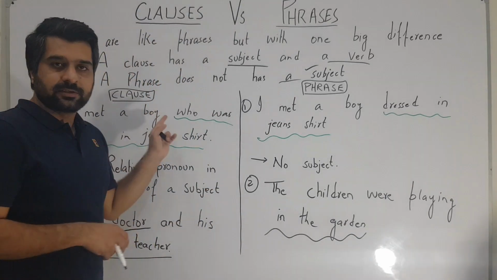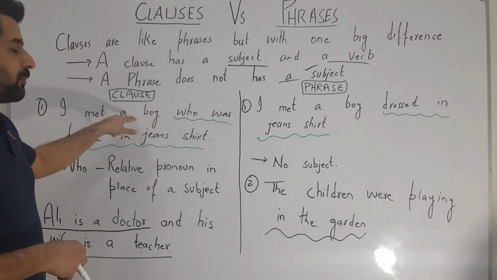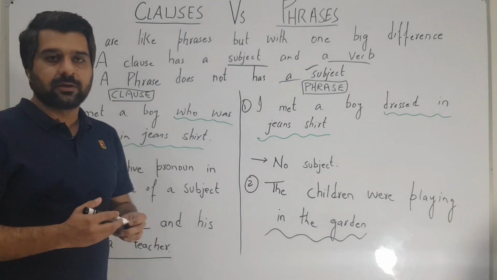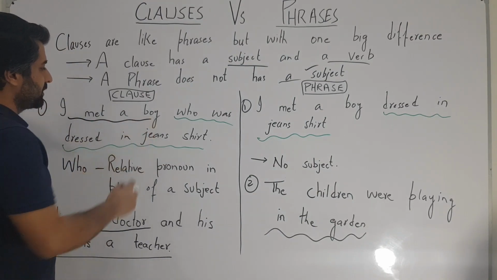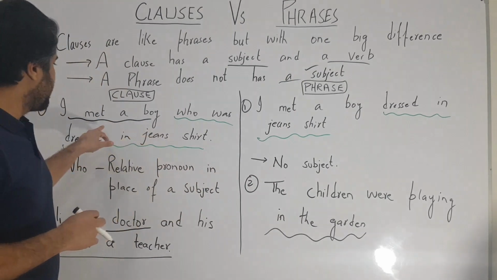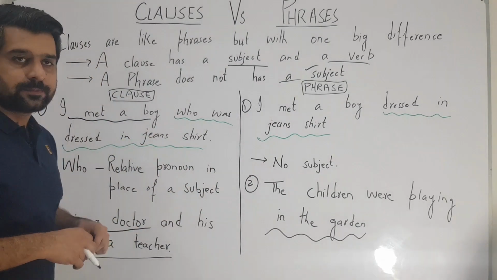Let us consider this example of a clause. I met a boy who was dressed in jeans shirt. So this is a sentence. I met a boy is a clause, and this is an independent clause. Why is it an independent clause?